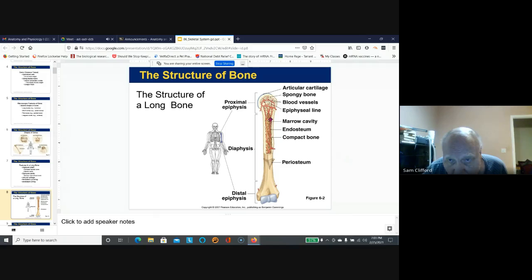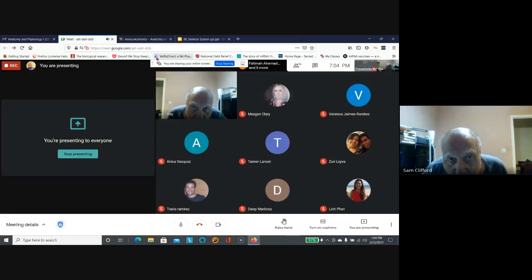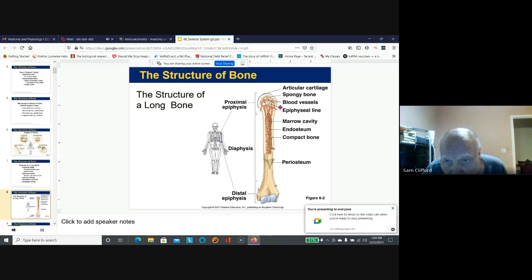The long middle shaft between the two ends is the diaphysis. The end of the bone closest to the midline is the proximal epiphysis. The far end of the bone away from the midline is the distal epiphysis. Each end has an articular cartilage, that spongy bone on the end of both. Okay, so again, articular cartilage is hyaline cartilage on either end of the bone.